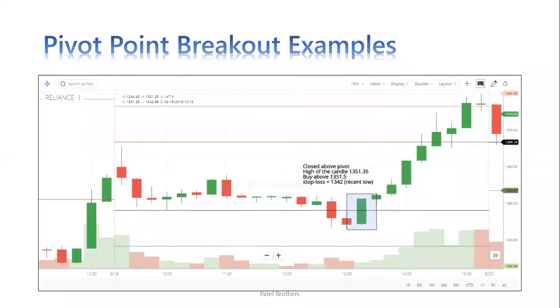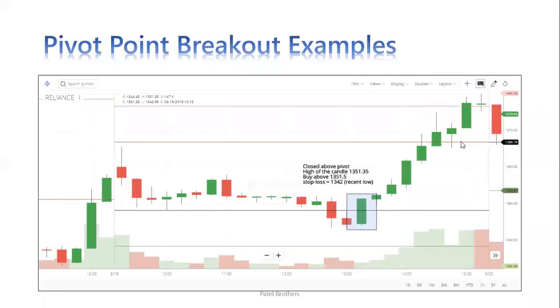If it would have gone below this low, then our sell would have been triggered, but that didn't happen. In the immediate candle, it has closed above the pivot point. Once it has closed above the pivot point, what will we do? We'll buy above that candle's high. The high of this candle is 1351.35, so we'll be buying a few points above that, above 1351.5.